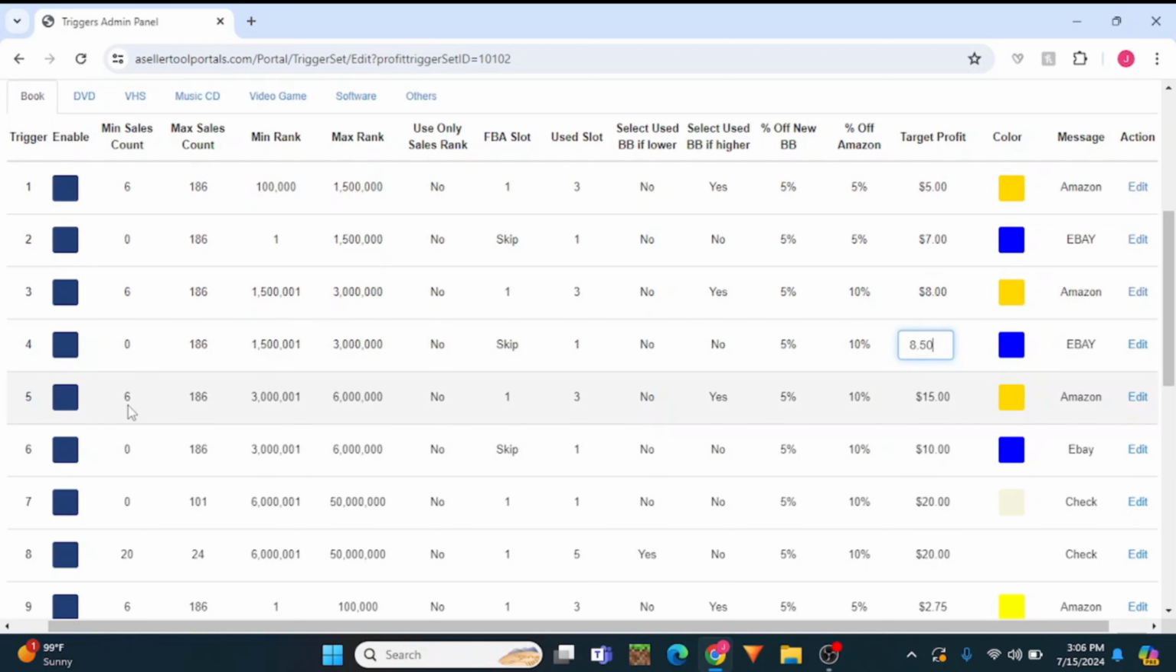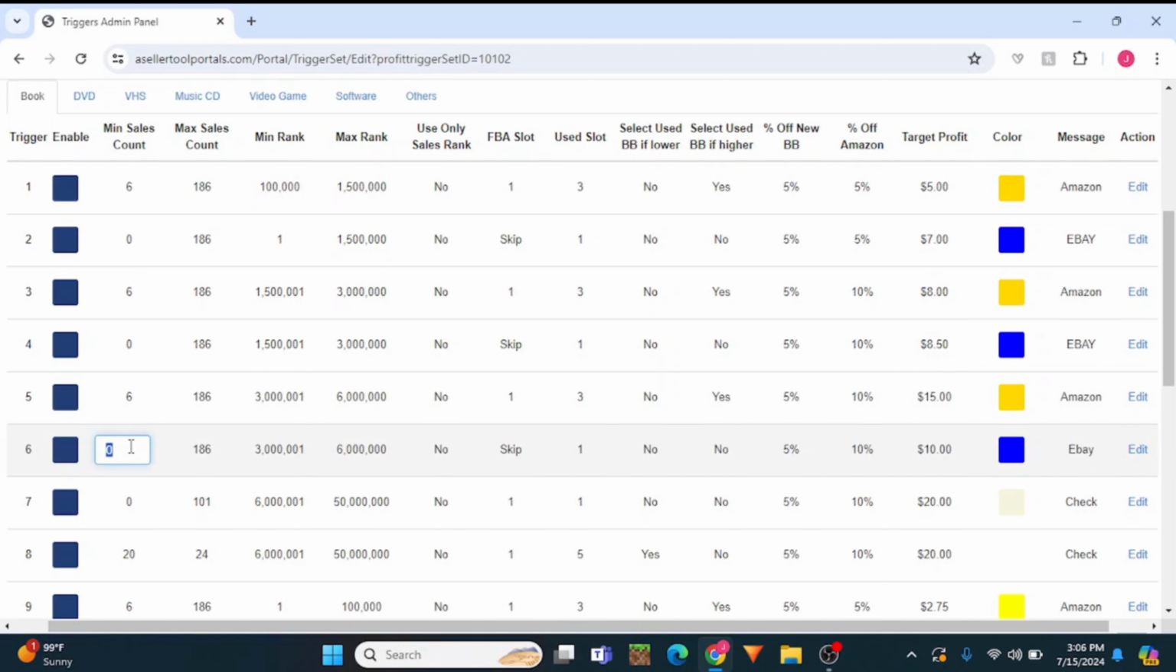Next trigger, once again, sell scores from 6 to 186. Rank here is from 3 million to 6 million. These books typically move pretty slowly, so my profit needs to be a lot higher. And here we have a target profit of $15, which is pretty nice.